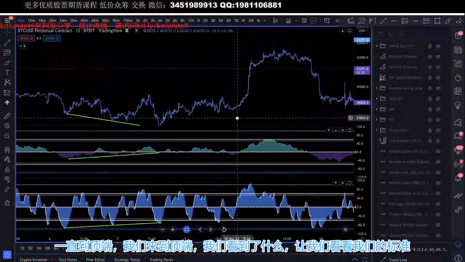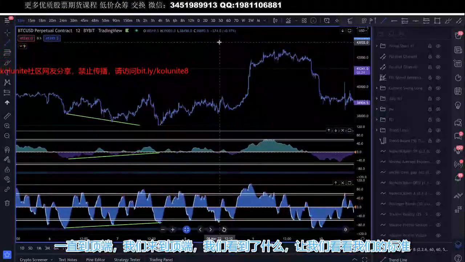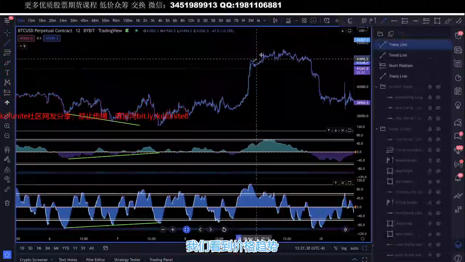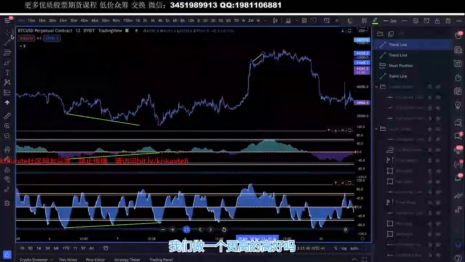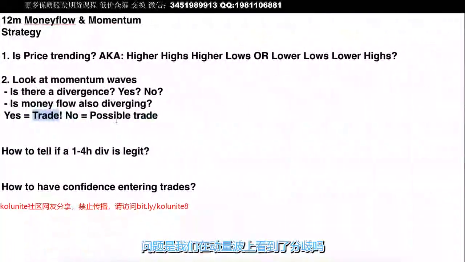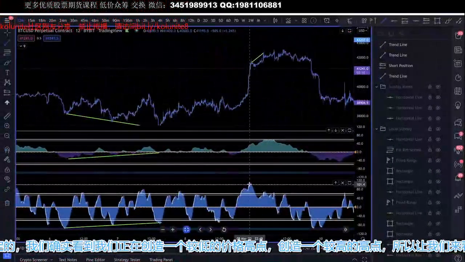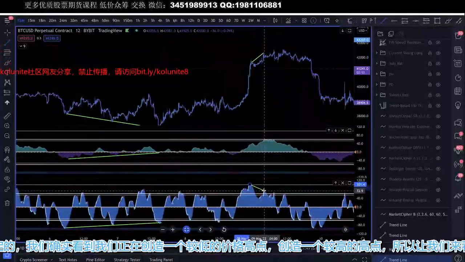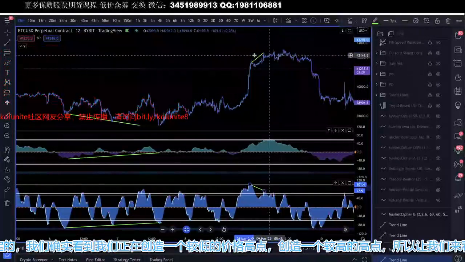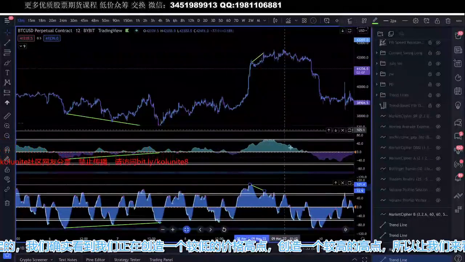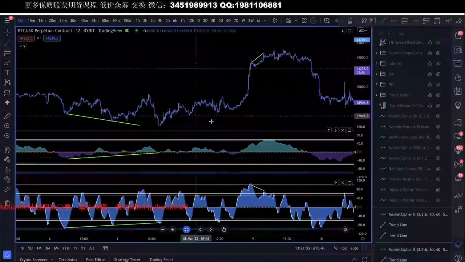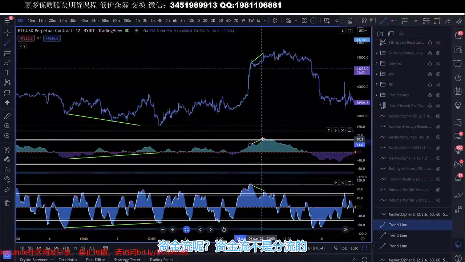We come to the top. What do we see? Well, let's go through our criteria. We see price is trending. We're making a higher high. Let's ask ourselves the question, do we see a divergence on the momentum waves? The answer, yes, we do, actually. We see that we are making a lower high as price is making a higher high. But let's take a look at money flow. Money flow is not diverging.